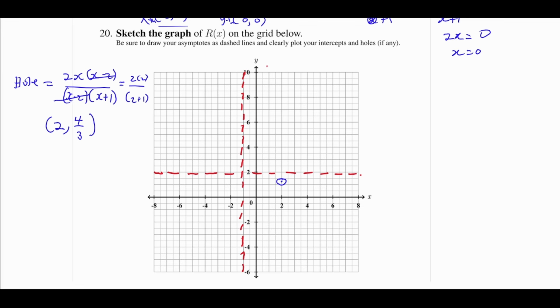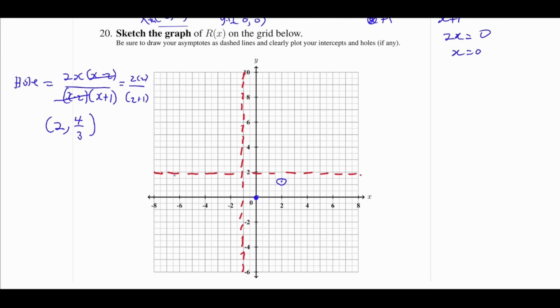Now the next thing is that you sketch your intercept, or you indicate the intercept. And so where is my intercept? My intercept is at (0, 0), y is at 0, x is at 0. So here I indicate that. Very important. Now we check the behavior of the curve along the vertical asymptote.